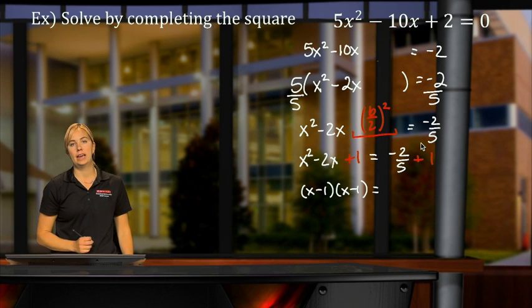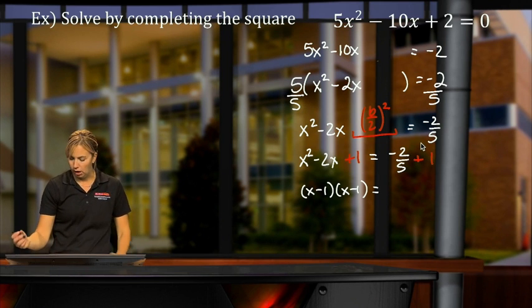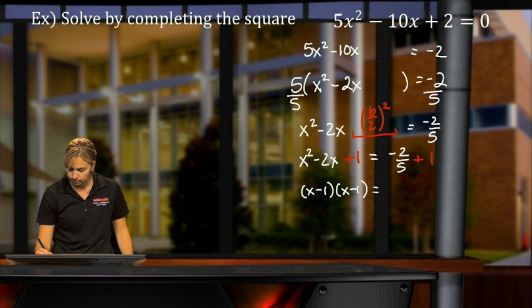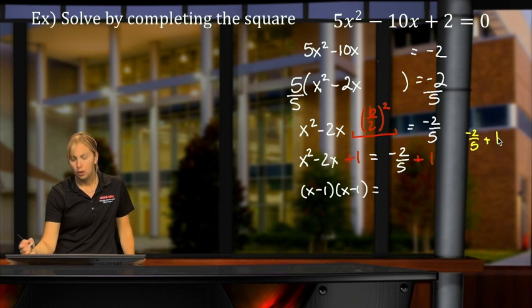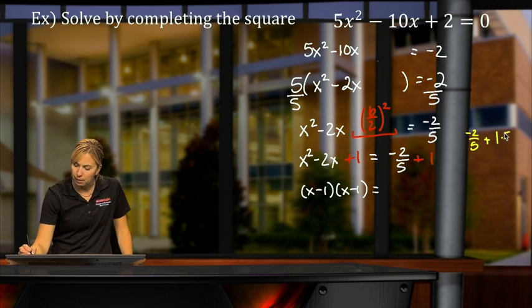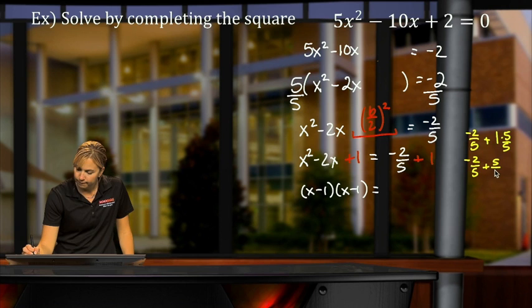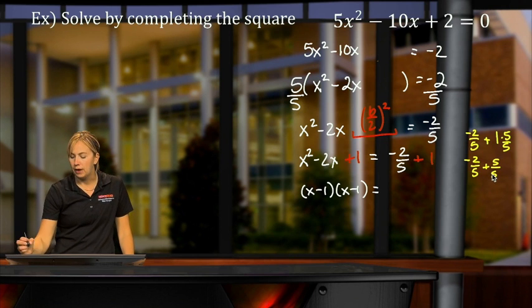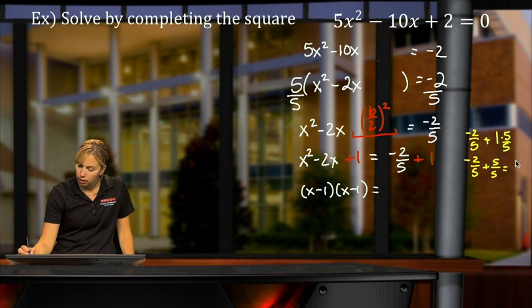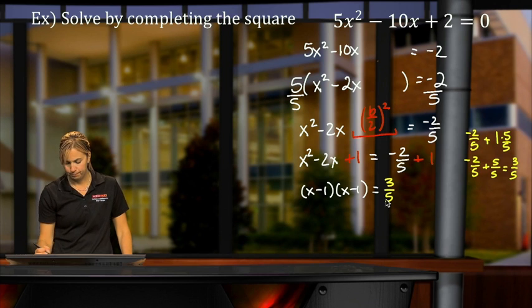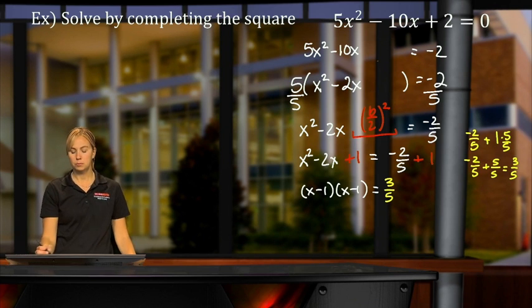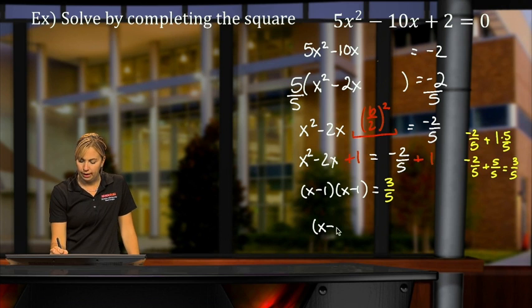And now we need to combine the negative 2 over 5 plus 1. I'll do that over here in my margin. We need a common denominator of 5, so I multiply this by 5 over 5. Negative 2 over 5 plus 5 over 5 is equal to 3 over 5. So we have the equation now, x minus 1 squared equals 3 over 5.